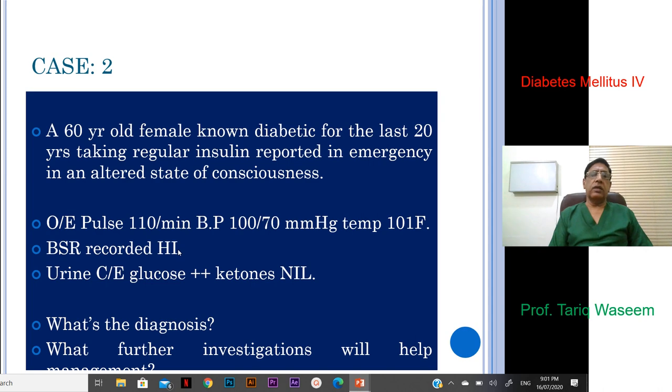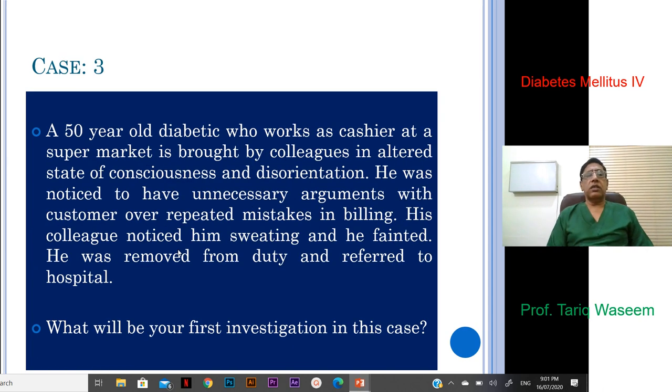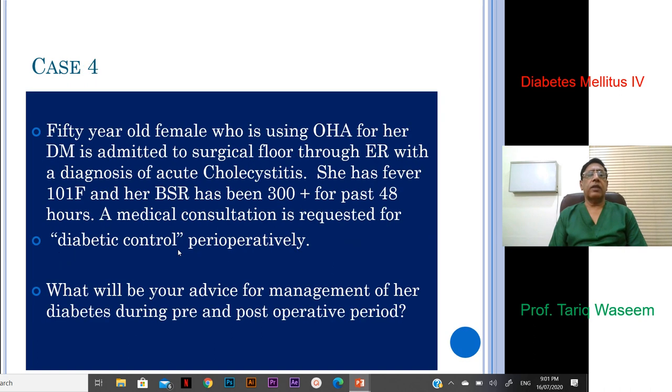Our case C is a 50-year-old diabetic who works as a cashier at a supermarket and is brought by colleagues in an altered state of consciousness and disorientation. He was noticed to have unnecessary arguments with customers over repeated mistakes in billing. His colleagues noticed his sweating, and he fainted there, and he was removed from duty and referred to hospital, right? So if you are there on emergency duty, what would be the first investigations to be done in this gentleman, and what diagnosis will you consider?